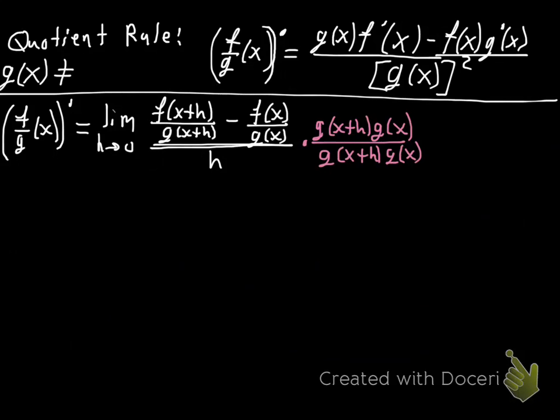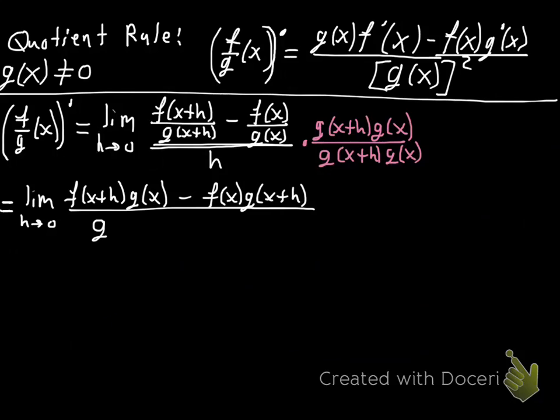Oh, I also mentioned that g of x can't be 0. So when we do the fraction busting, or clearing the fractions, we'll have f of x plus h times g of x. The g of x plus h and the g of x plus h cancel when we distribute. And then we'll have minus f of x times g of x plus h. When I distribute to the second piece, the g of x will cancel out and I'll have f of x and g of x plus h. In the denominator it'll be g of x plus h, g of x, and then the h hanging out.